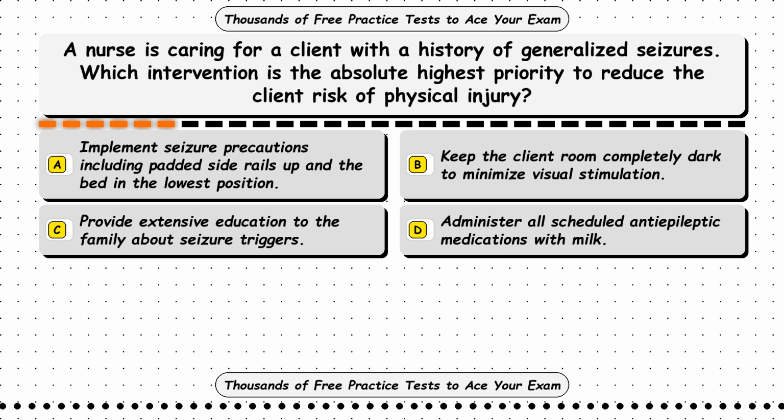Which intervention is the absolute highest priority to reduce the client risk of physical injury? Option A. Implement seizure precautions including padded side rails up and the bed in the lowest position. Option B. Keep the client room completely dark to minimize visual stimulation. Option C. Provide extensive education to the family about seizure triggers. Option D. Administer all scheduled anti-epileptic medications with milk.